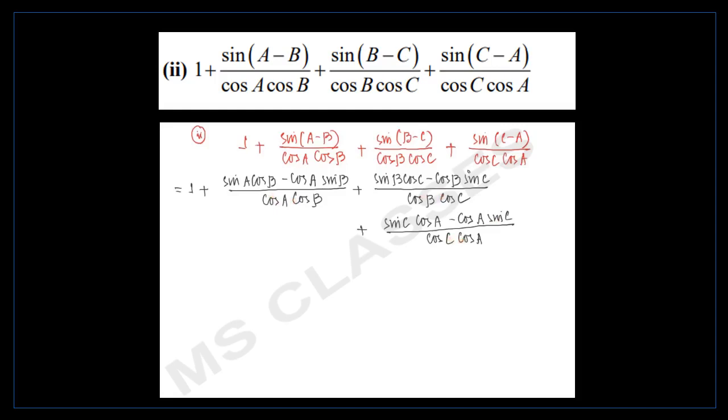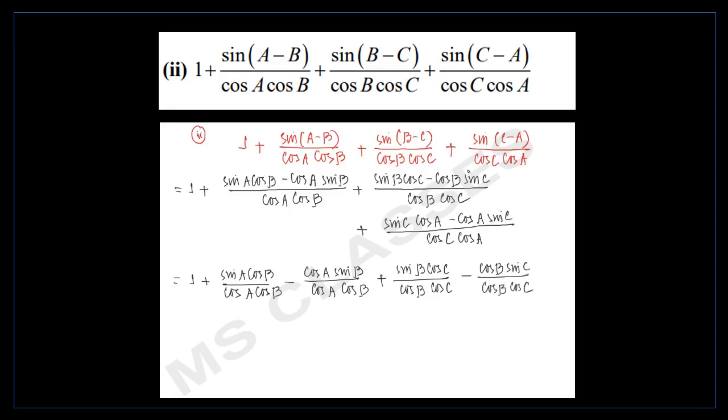So what do we write here? 1 plus sin a cos b by cos a cos b, minus cos a sin b by cos a cos b, plus sin b cos c by cos b cos c, minus cos b sin c by cos b cos c, plus sin c cos a by cos c cos a, minus cos a sin c by cos a cos c.